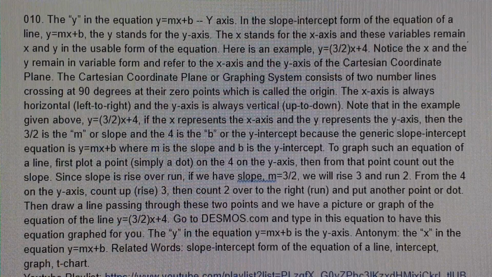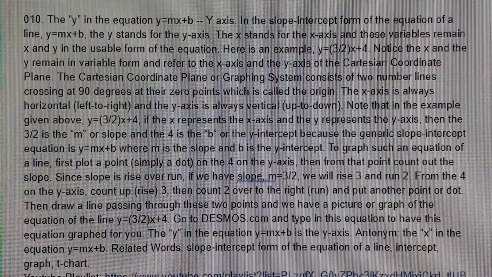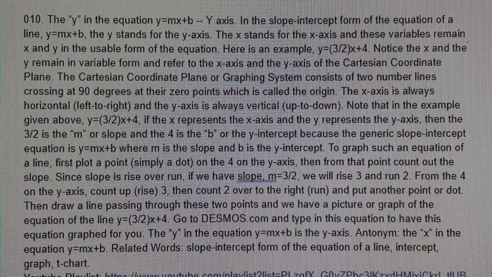The x-axis is always horizontal (left to right), and the y-axis is always vertical (up and down). Note that in the example given above, y = 3/2 x + 4, if the x represents the x-axis and the y represents the y-axis, then the 3/2 is the m, or slope, and the 4 is the "b," or the y-intercept.